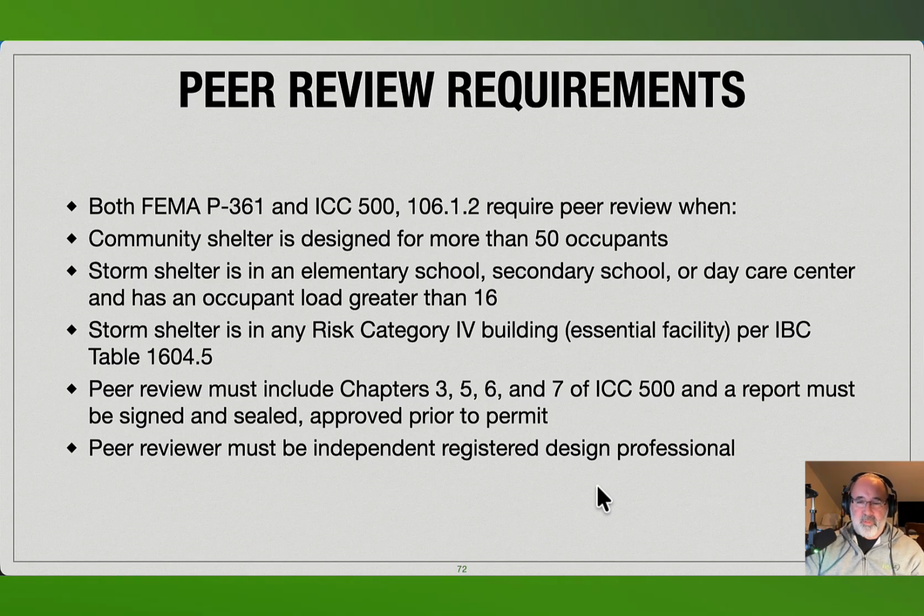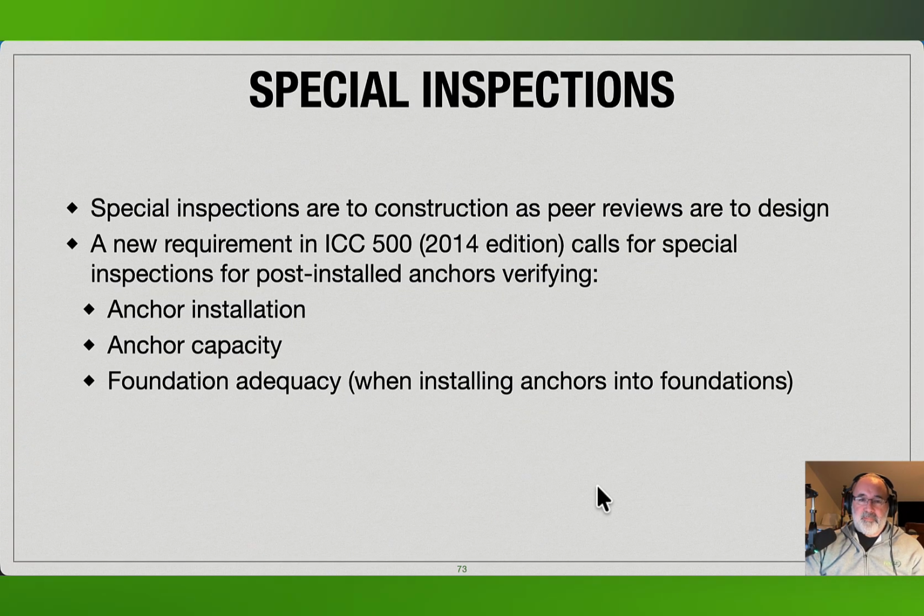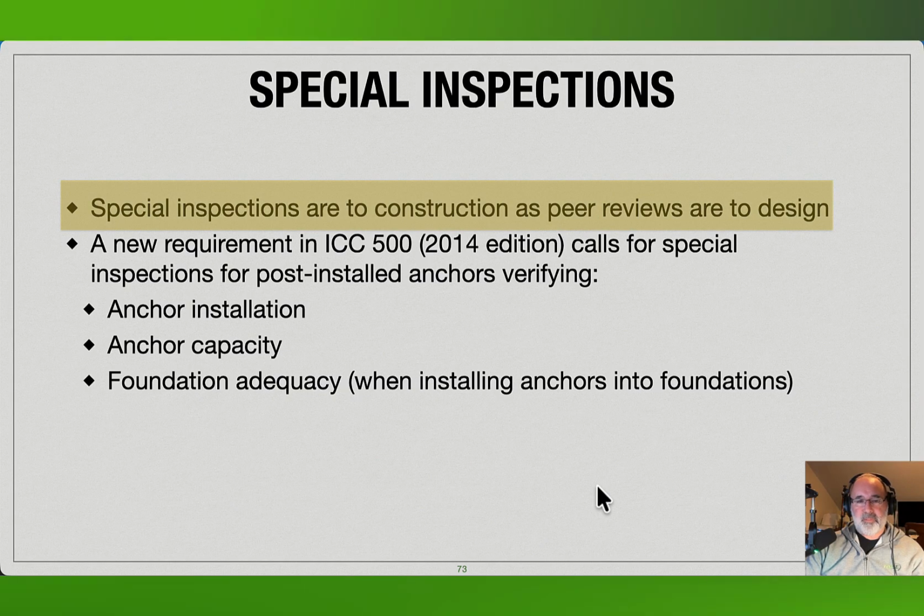Peer review must include all the different chapters 3, 5, 6, and 7 of ICC 500. Report must be signed and sealed. Peer reviewer must be an independent registered design professional. So obviously, very important to have that new set of eyes looking at all the different design items. Special inspections are considered for construction as peer review is for design. So certainly special inspections are extremely important to make sure everything gets built in the field according to what the design documents illustrate.